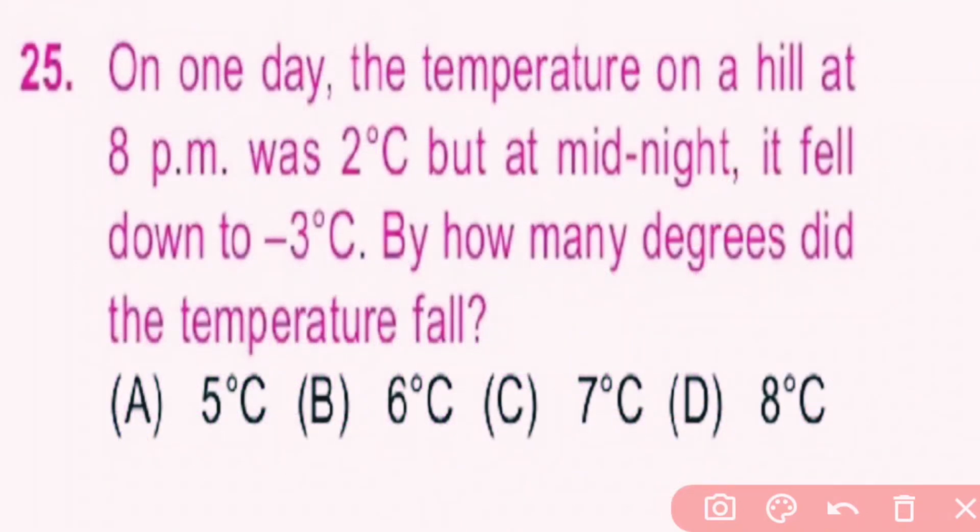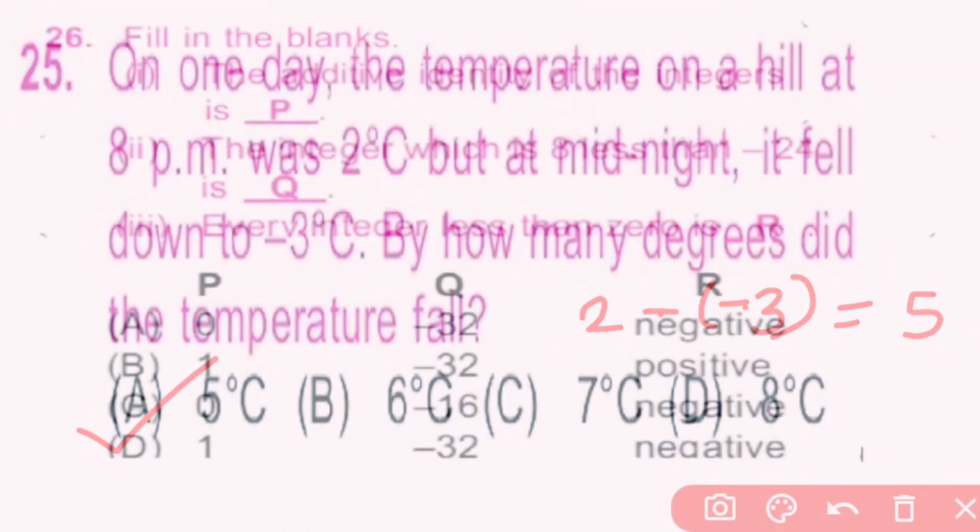On one day the temperature on hill at 8 p.m. was 2 degrees Celsius. But at midnight it fell down to minus 3 degrees Celsius. By how many degrees did the temperature fall? The temperature was 2 degrees Celsius at 8 p.m. and it fall. Fall means minus. Fall by how much? Minus 3 degrees Celsius. So here minus minus become plus. 2 plus 3, 5. So temperature fall by 5 degrees Celsius. A is correct answer. Question number 26.